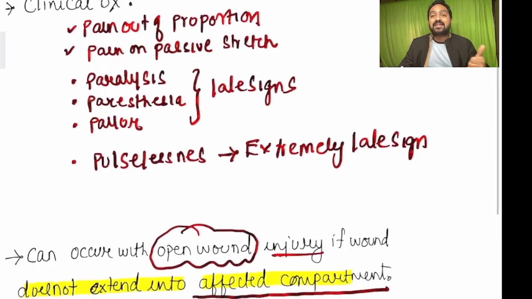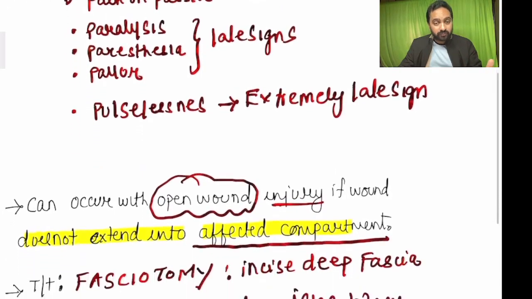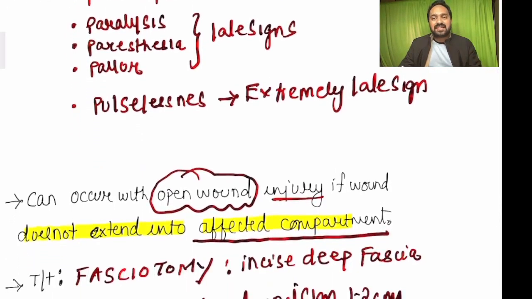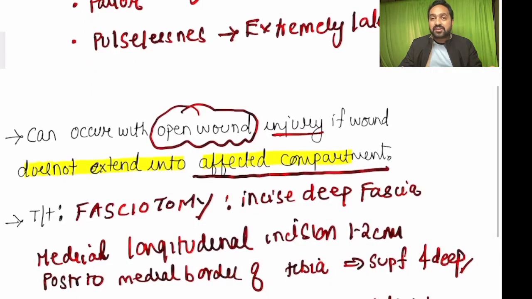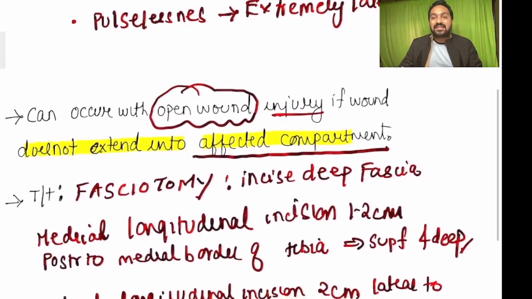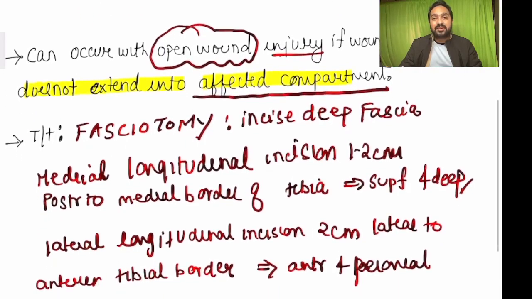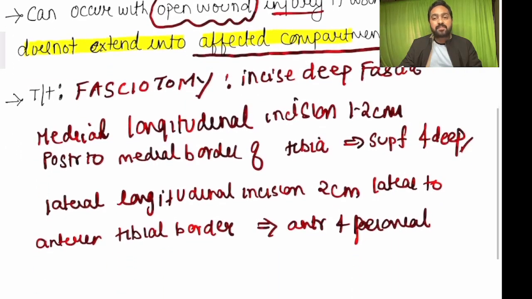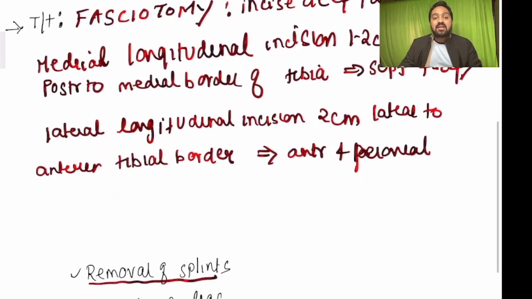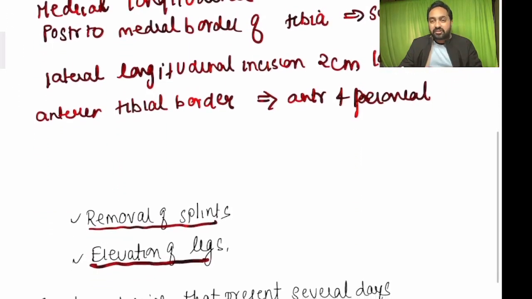Also remember that compartment syndrome can occur in open wounds. In fasciotomy, you incise the deep fascia and you make a medial longitudinal incision decompressing the superficial and the deep compartments, and a lateral longitudinal incision decompressing the anterior and peroneal compartments. The removal of splints and elevation of legs will help in the management of compartment syndrome.